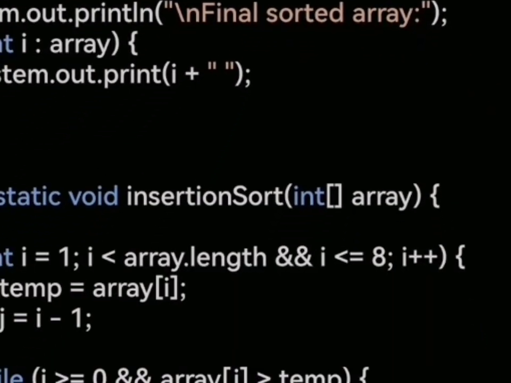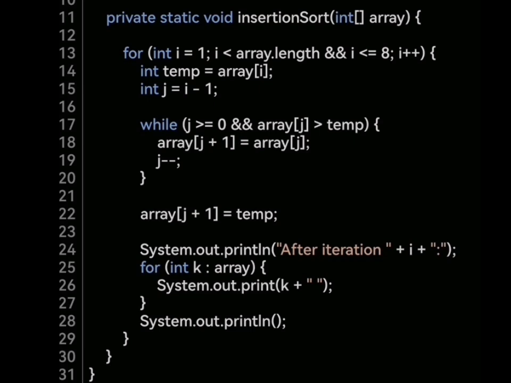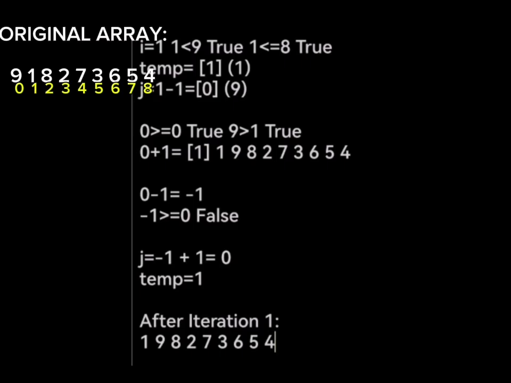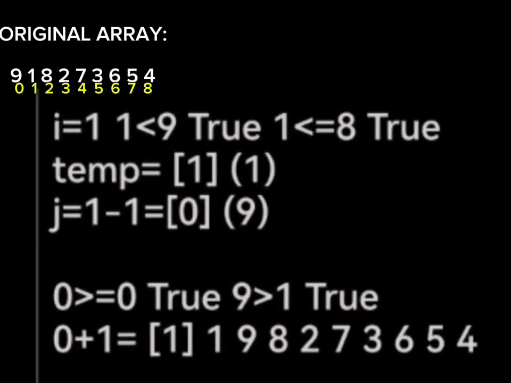So, for our insertion sort method, which is private, you will see here the initialization, condition, iteration, and from this block or from this line of code, selection and comparison happens here. This is for the insertion. So, from line 24 to line 26, this is the printing of each iteration. So we will now start with our first iteration.